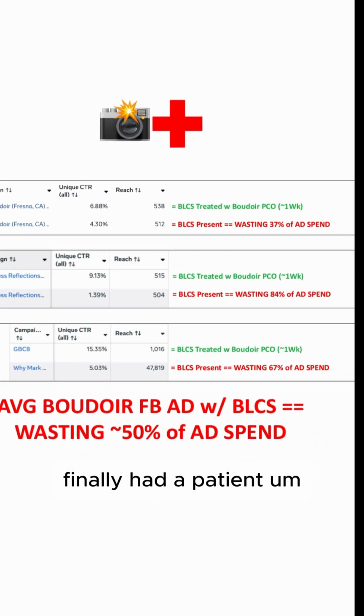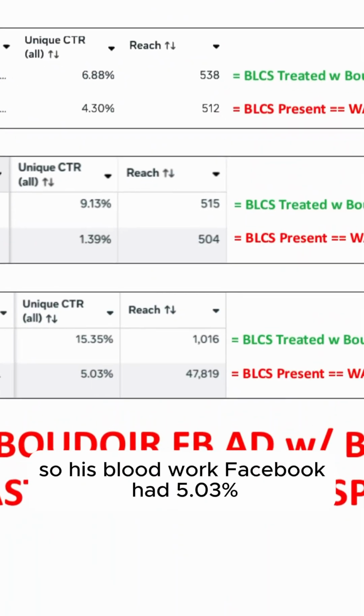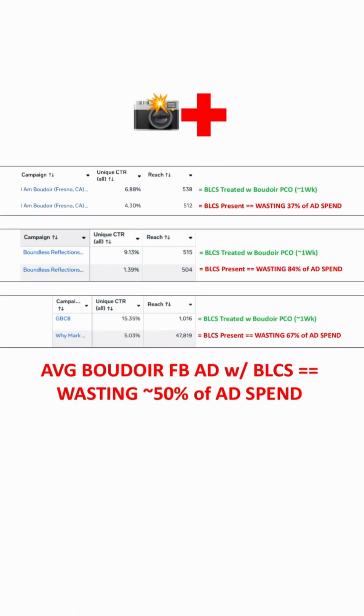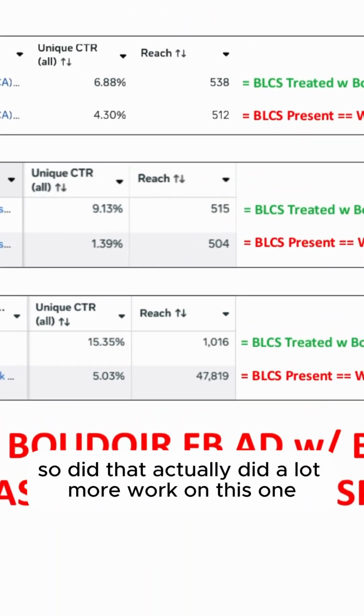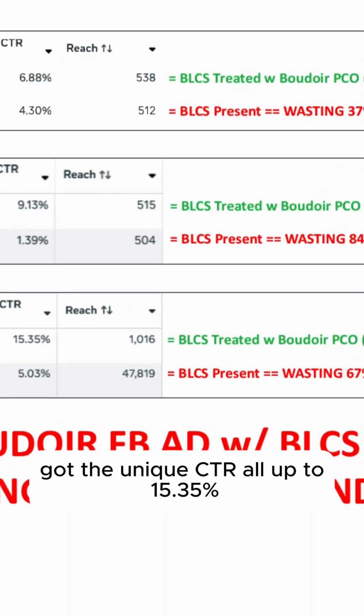Finally, I had a patient whose Boudoir Facebook ad had 5.03%. So that's under 6%. We know that BLCS is present. So we knew we had some work to do. We can treat this with Boudoir Pico. So did that. Actually did a lot more work on this one. Got the unique CTR all up to 15.35%.